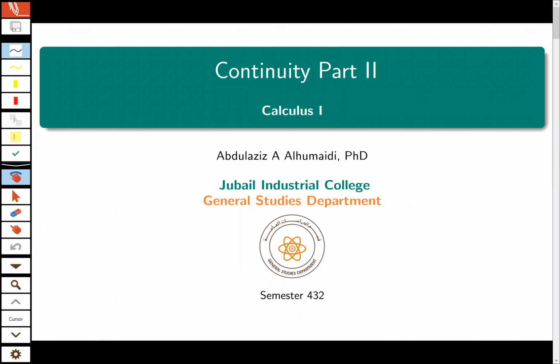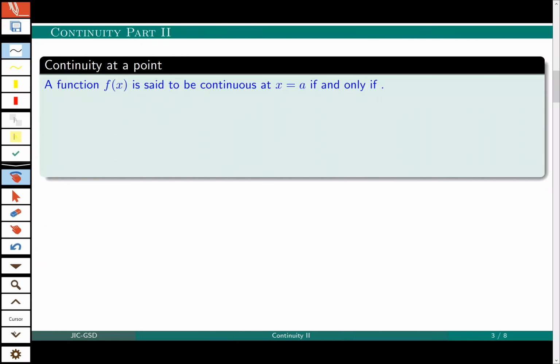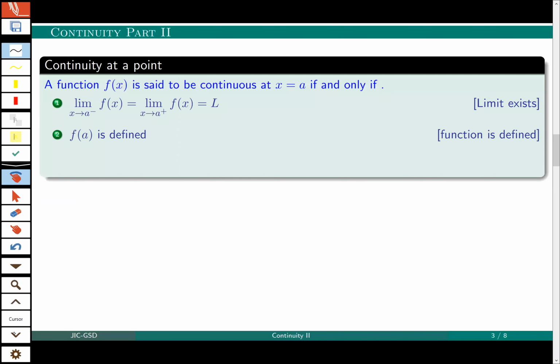Okay, let's continue our job and discussing continuity part 2. Still, we are speaking about continuity at a point, but now let's remind ourselves about the condition of continuity. We said we have three conditions. Limit exists, the function is defined, and they are equal.